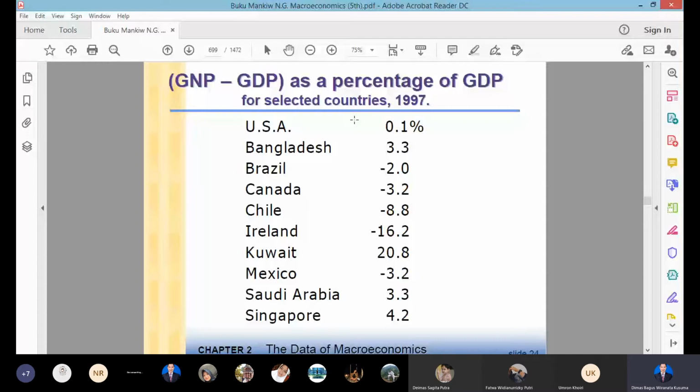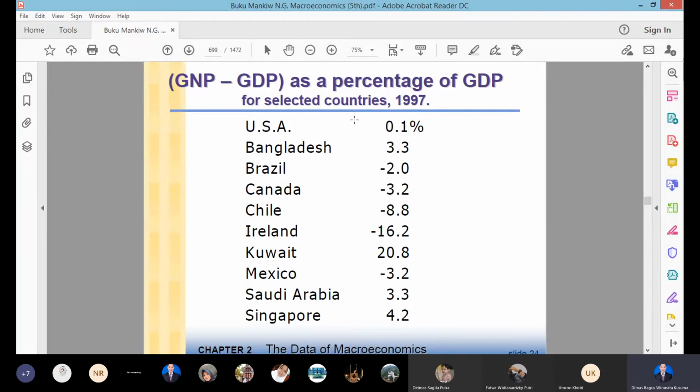From this percentage, we can conclude that a country with a positive percentage between the GNP and GDP means that this country gets a higher income from its real or native citizens, or this country has a huge transfer of income into the country from outside. And the other way around, if the percentage is negative, it means that there are huge funds running out from the country to other countries.